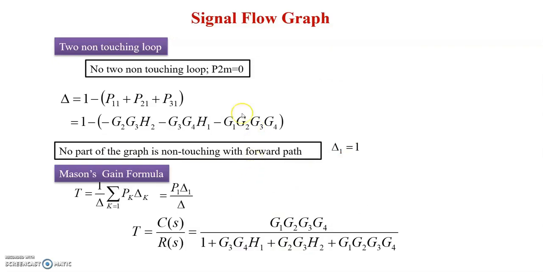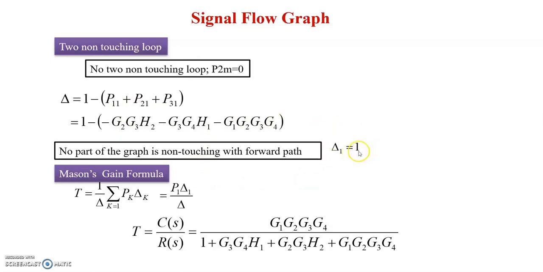Next, the 2 non-touching loops. Here no 2 non-touching loops are there, so that will be 0. So delta is equal to 1 minus P11 plus P21 plus P31. You just substitute these values. Here no part of the graph is non-touching with the forward path, so delta 1 is equal to 1.